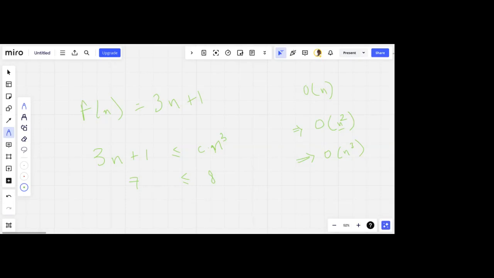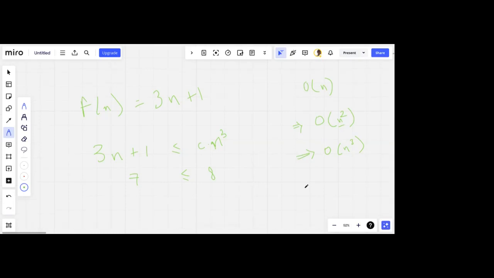Right. Now, if I can say it is big O of n cube, can I say it is big O of n to the power 5? Yes, right. I can say it for any n to the power greater than 1. Basically, guys, if it is big O of n, that means any value that is greater than n will be big O of that.